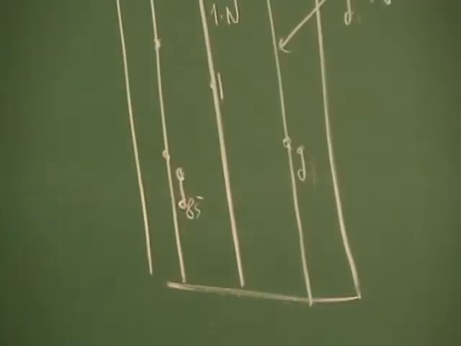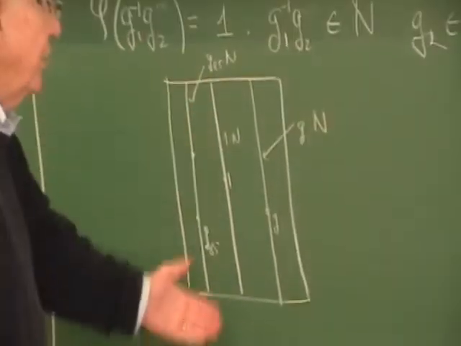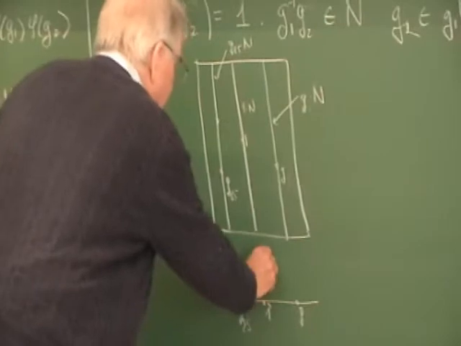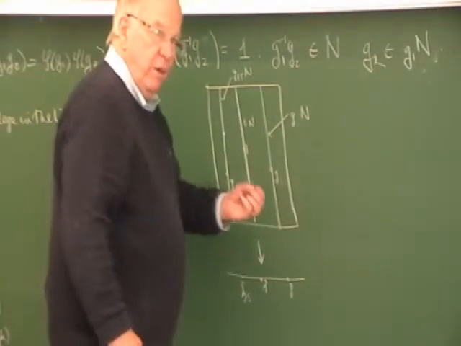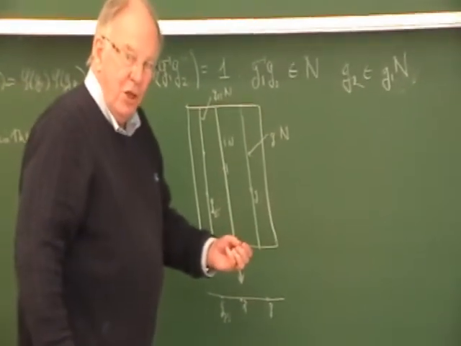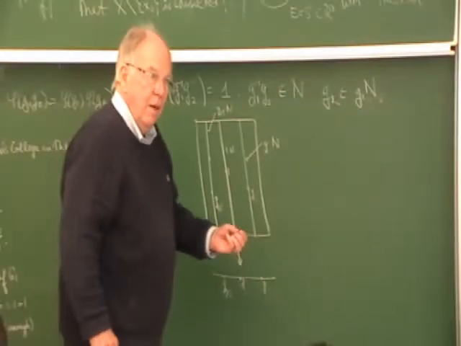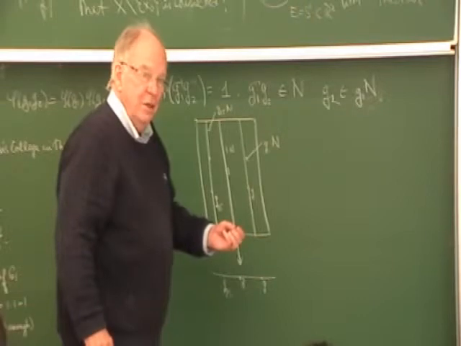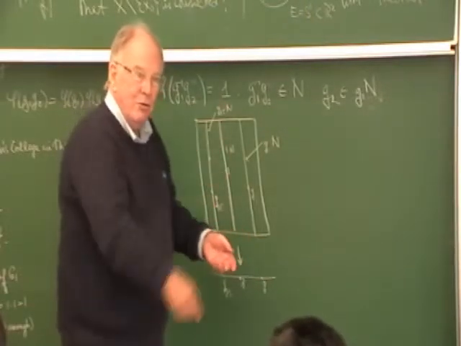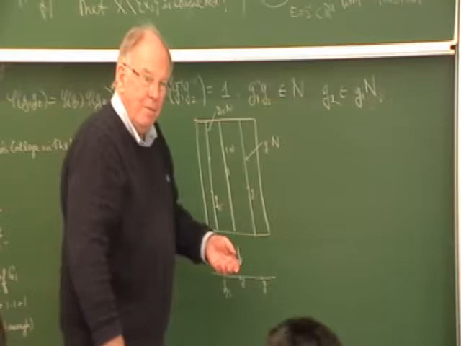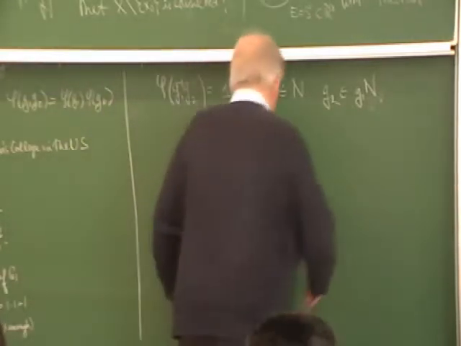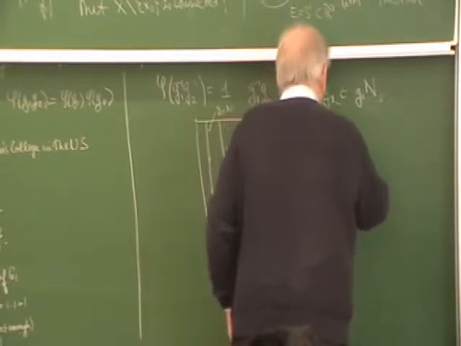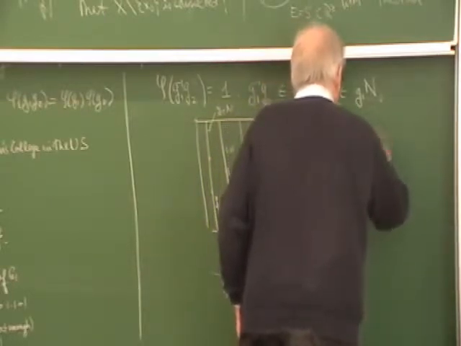So we're trying to understand what this image is, and we understand that the image is, and now we make the big step: it is the original group modulo the equivalence relation defined by multiplication on the right by n. So the image of phi equals G modulo n.